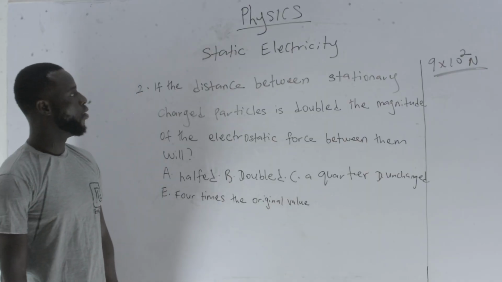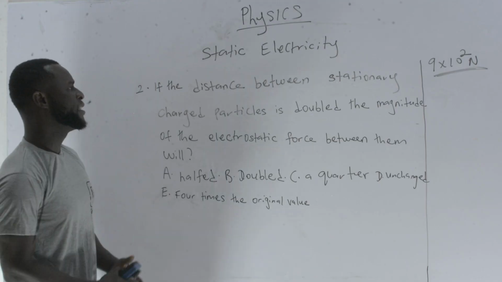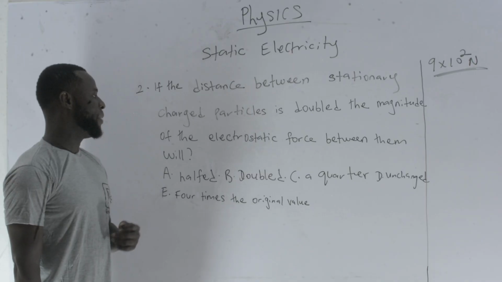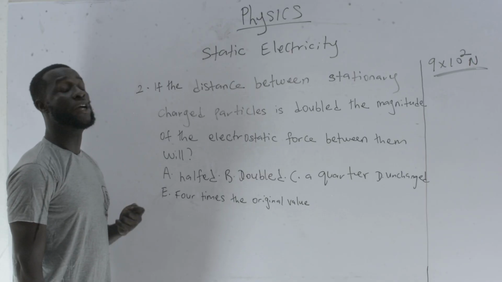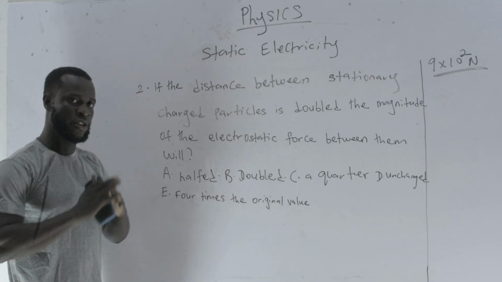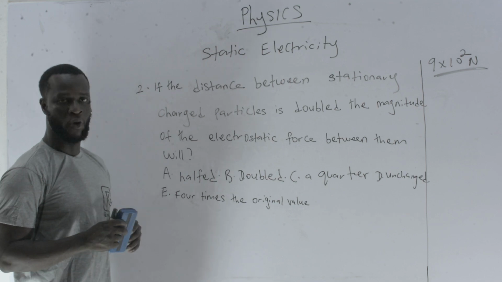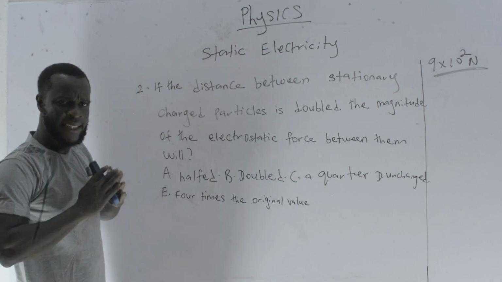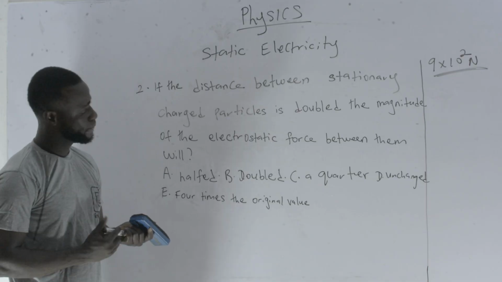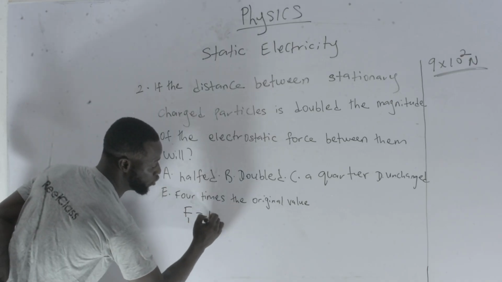Question number 2 on electrostatics. If the distance between stationary charged particles is doubled, the magnitude of the electrostatic force between them will. So in this question, it's not based on numbers. They are just trying to ask us a concept. We are going to calculate, but no numbers here. First, they didn't say anything about the initial force. So let's just call our initial force F. So we call it F, or F1 is equals to F.